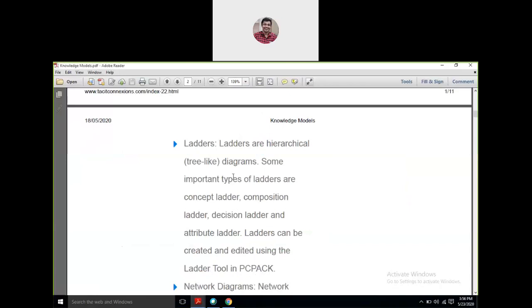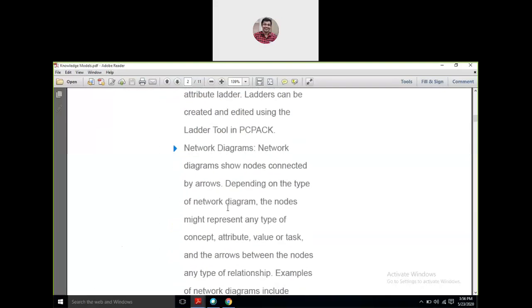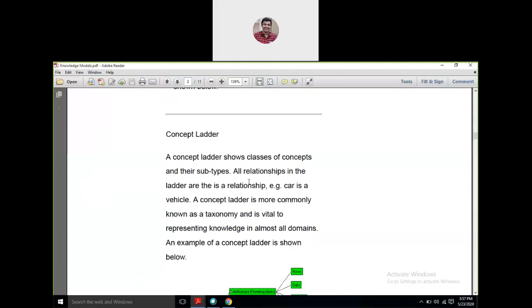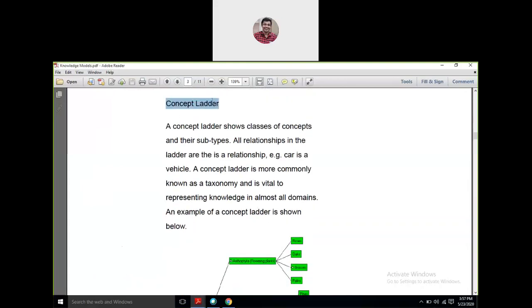Before I go for it, there's something called the ladders, right? Ladders are generally hierarchical tree-like diagrams. In some places you will see them in slides, but there is no explanation for the ladders out there. They are basically network diagrams, and there are some types of ladders, right? The first one is the concept ladder.